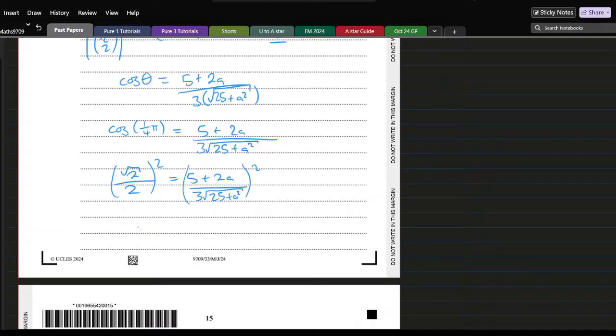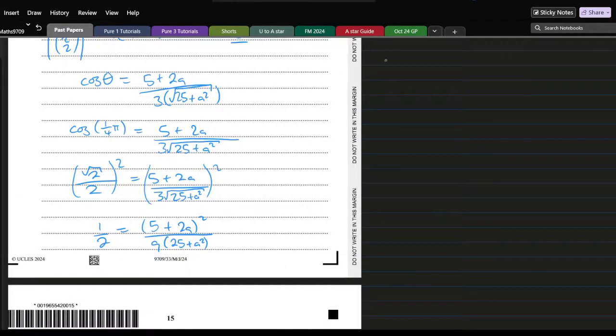So this is 1 over 2 is equal to, we'll do the same here, square the numerator, that's (5 + 2a) squared. Over here in the denominator, square the 3 first, so that's 9, then square the root 25 plus a squared, so that will just cancel out the square root sign, so 25 plus a squared. Alright, so let's do this on the side. We've got 1 over 2 is equal to (5 + 2a) squared over 9 times (25 + a squared).